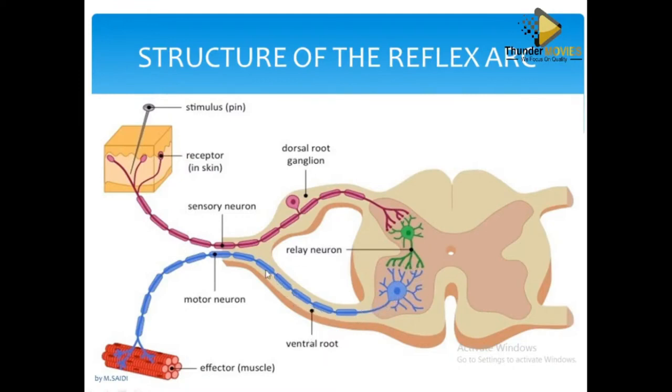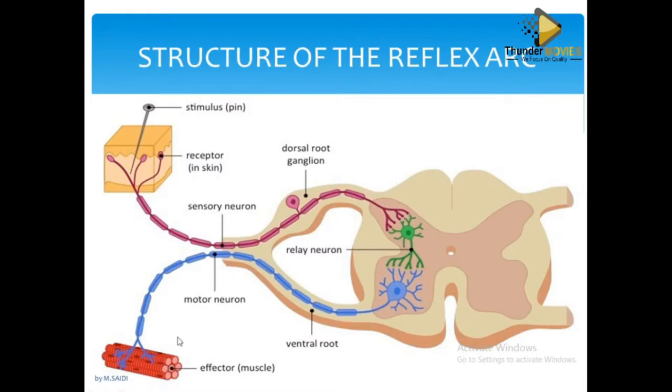The motor neuron will take the information to the effector, in this case muscles or glands, and then the effector will react or contract so that the hand or the part of the skin is withdrawn from the painful object.